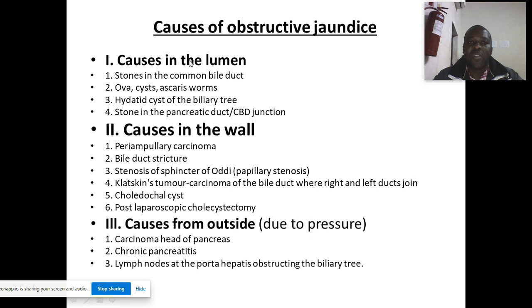Causes due to the lumen may be gallstones in the common bile duct, cysts, ascaris worms, hydatid cysts of the biliary tree, and stones in the pancreatic duct or common bile duct junction. So anything that obstructs the flow of bile can cause obstructive jaundice. Hydatid cyst is the larval form of the tapeworm, which may lodge in various body sites, not only the ducts, but even other parts of the body.